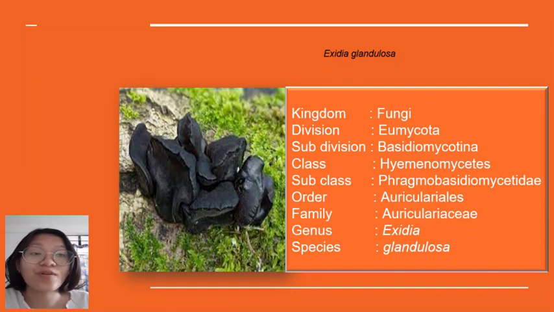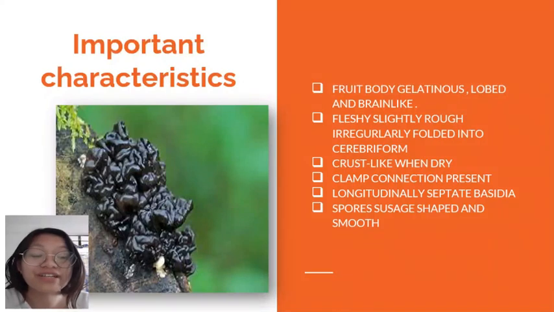Another example under this order is Exidia glandulosa. It belongs to the kingdom Fungi, division Eumycota, subdivision Basidiomycotina, class Hymenomycetes, subclass Phragmobasidiomycetidae, order Auriculariales, family Auriculariaceae, genus Exidia, and species glandulosa. Some of the important features are the fruit body is gelatinous, lobed and brain-like.